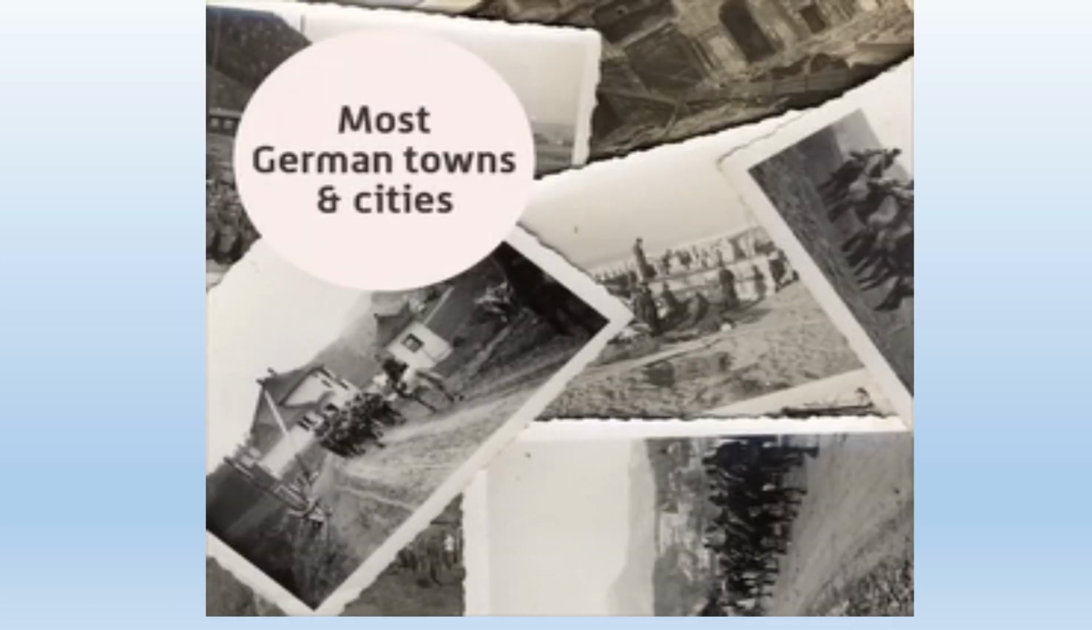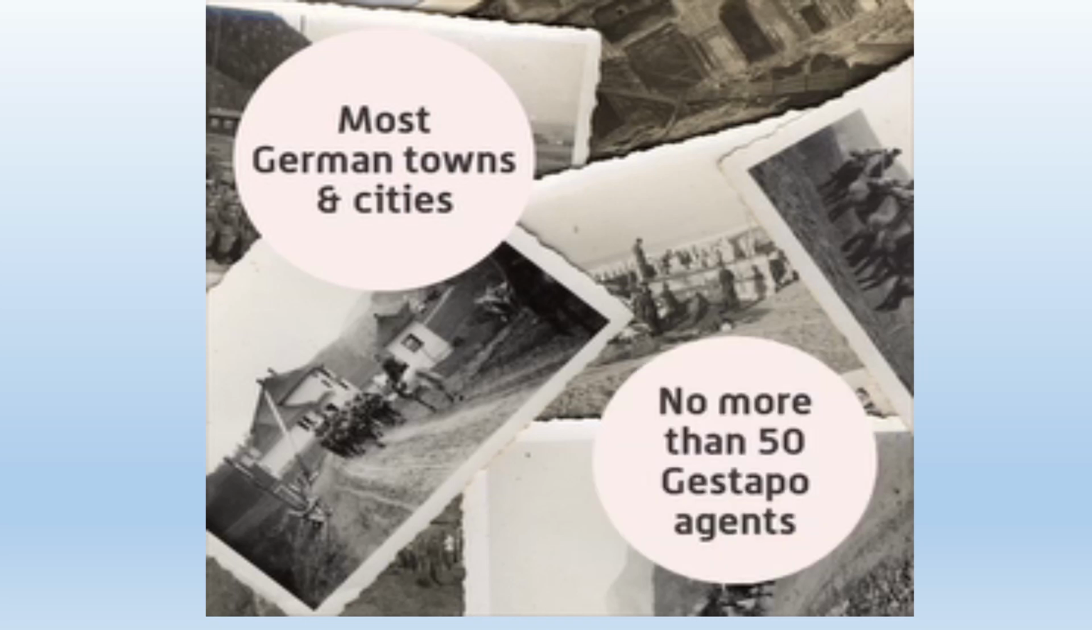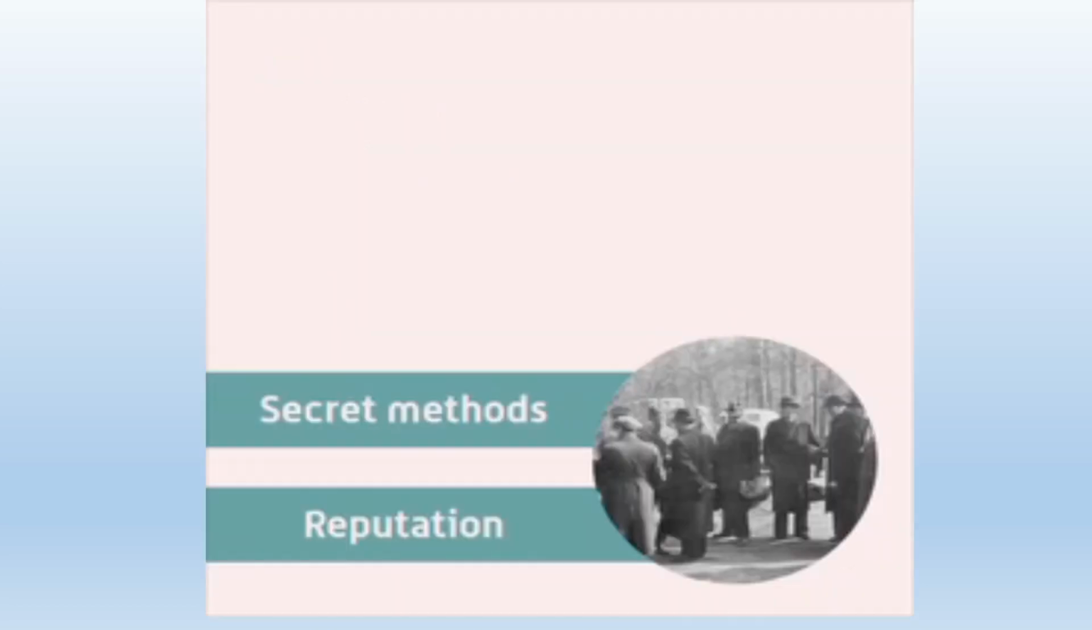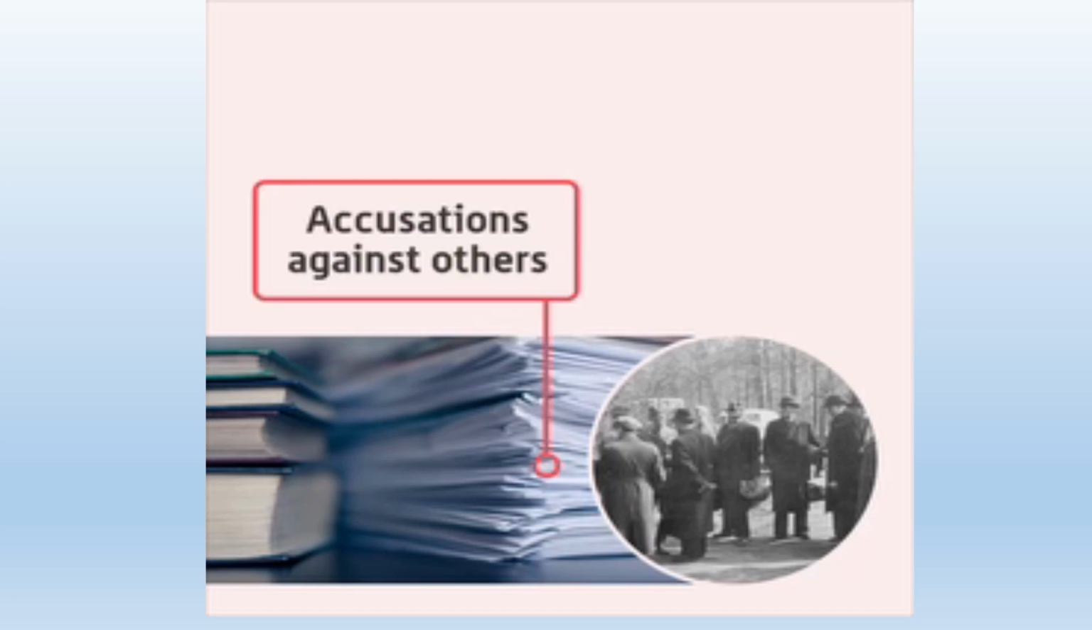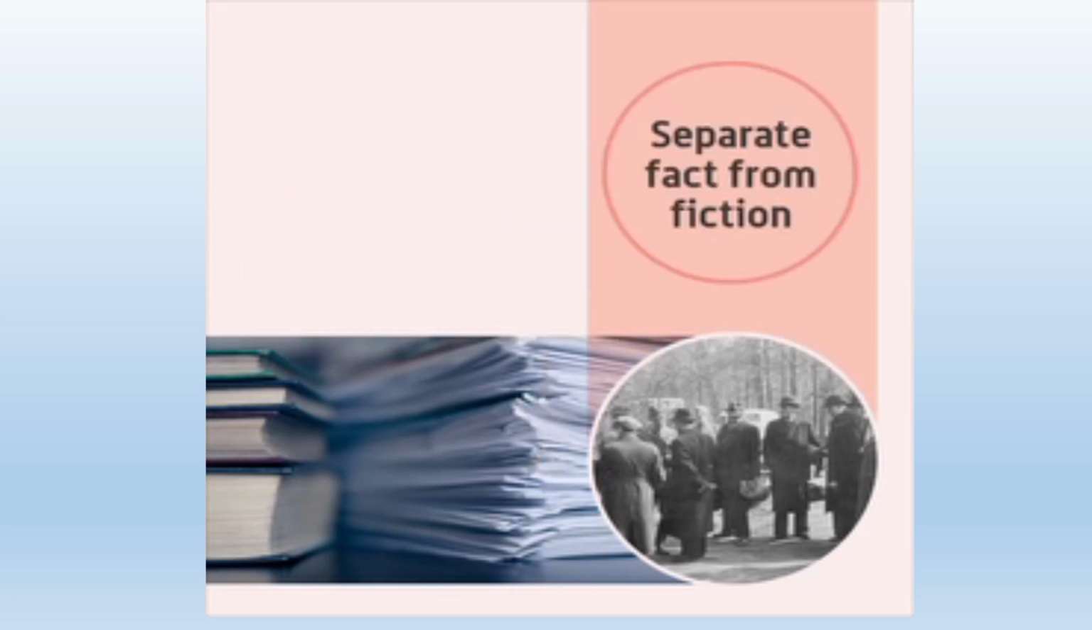Recent research by historians has shown that, in fact, most German towns and cities had no more than 50 Gestapo agents at any one time. Their secret methods and reputation were more effective than their numbers would suggest. Most of the Gestapo's time was spent going through reports of ordinary German people who had made accusations against each other within their community and separating fact from fiction.